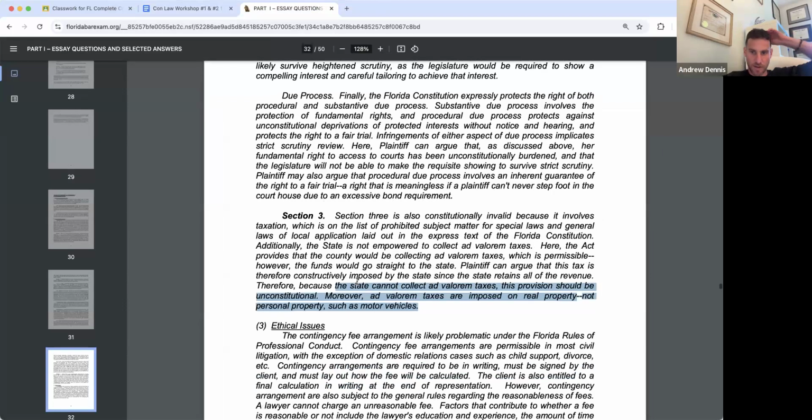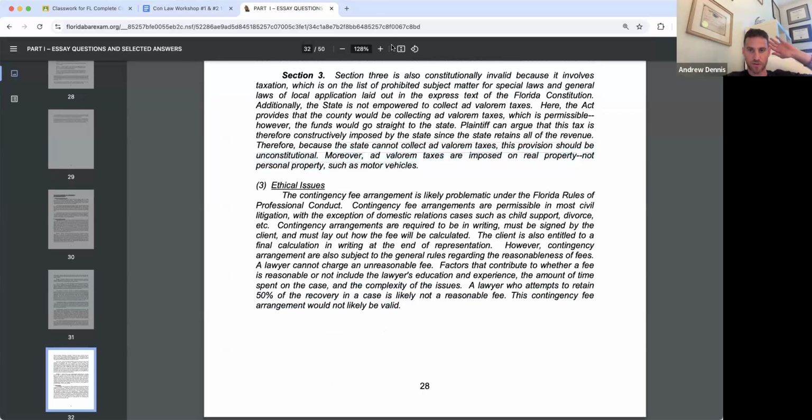All right, and then after that, it's just ethical issues. I'm not really going to include the ethical issues here because this is not ethics today.